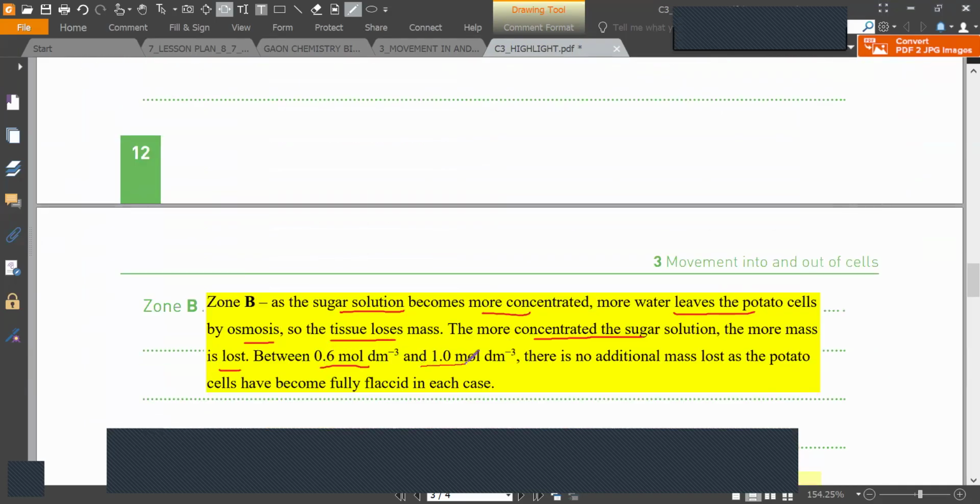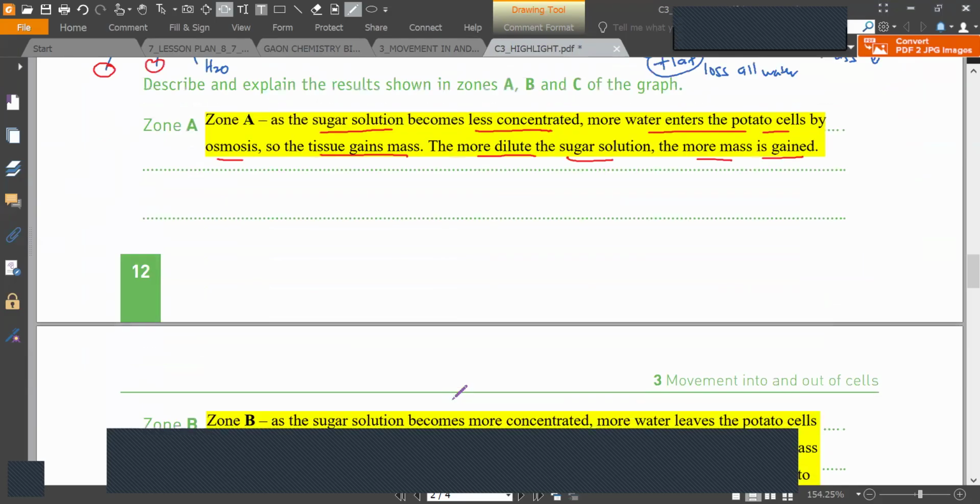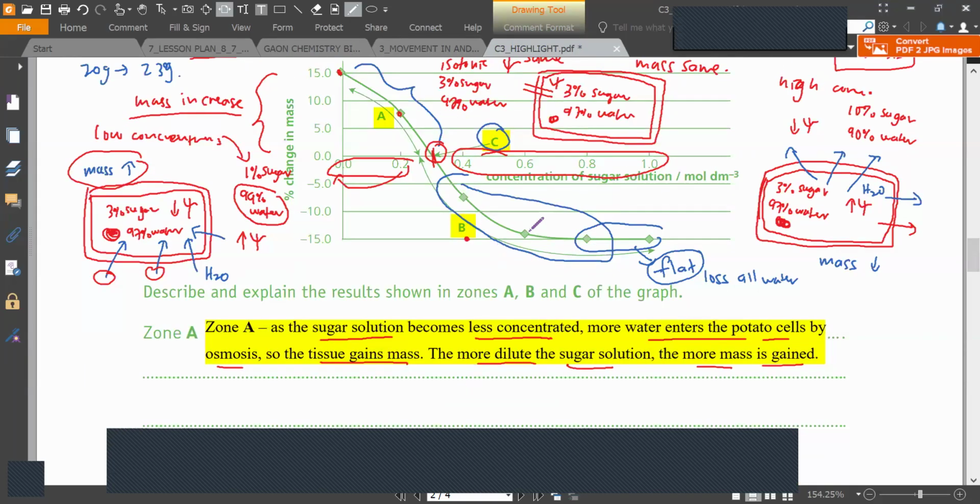Between 0.6 and 1.0, there is no additional mass loss as the potato cells have become fully flaccid in each case. So we can see 0.6 to 1.0 is almost flat on the graph, because basically it lost all the water that is available. Even if we put in a more concentrated solution, it does not lose more water.